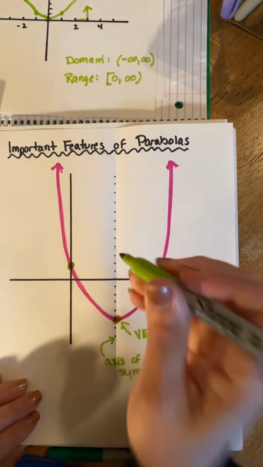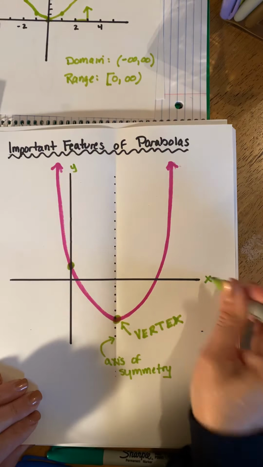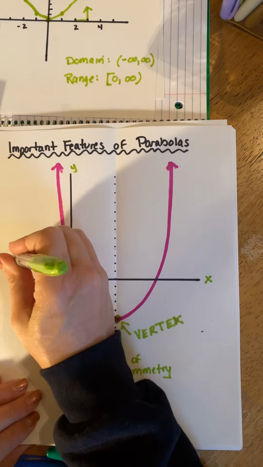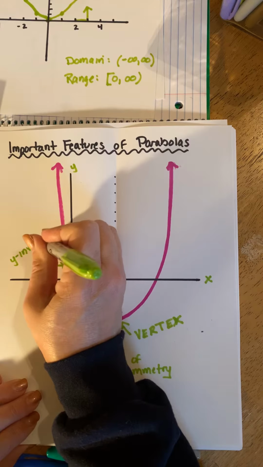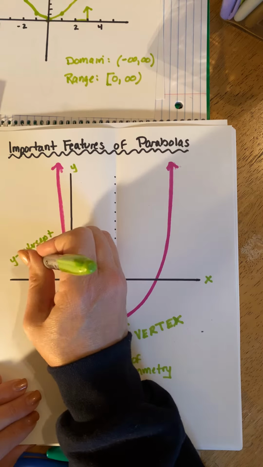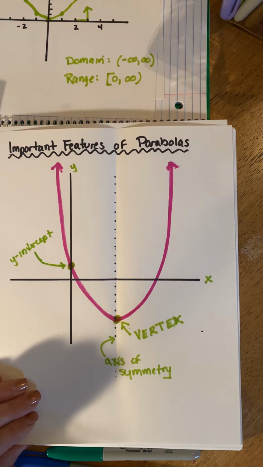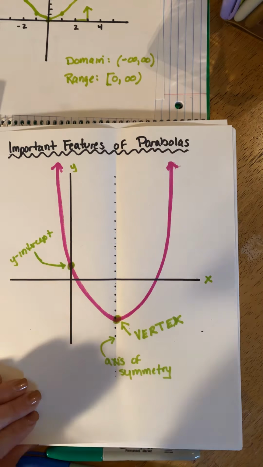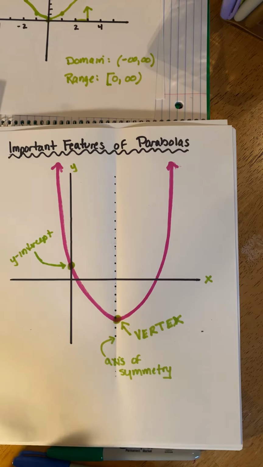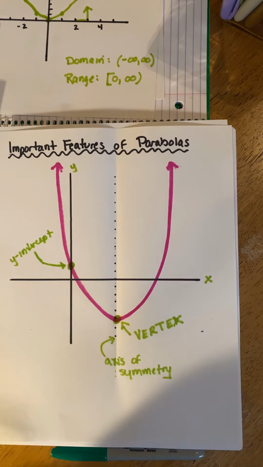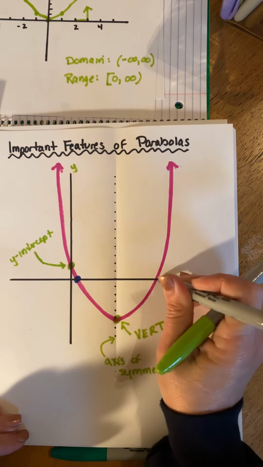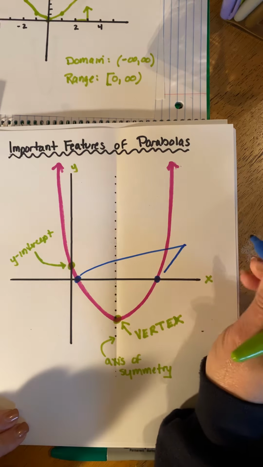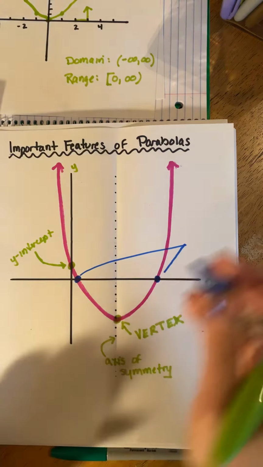Right here, this point right here. So here's my y-axis, here's my x-axis. This point right here, where the quadratic function crosses the y-axis, is called the y-intercept. As a matter of fact, where any graph crosses the y-axis is called the y-intercept. So all quadratic functions have a vertex, an axis of symmetry, and a y-intercept. In this particular example, we see that this quadratic function crosses the x-axis 2 times. Now we're going to see not all quadratic functions have x-intercepts.